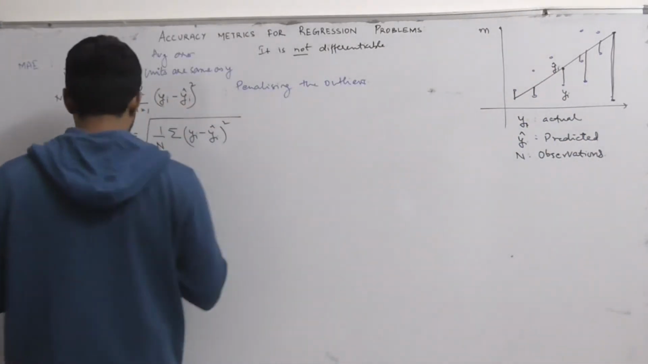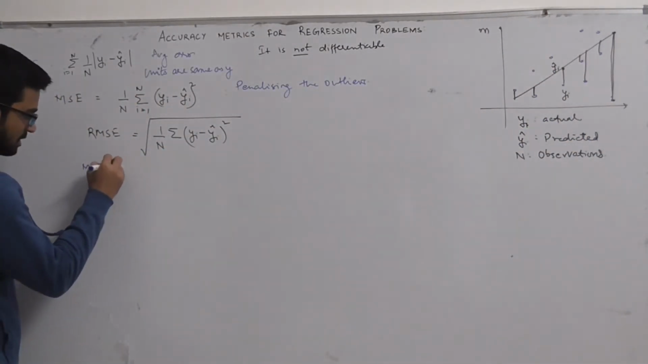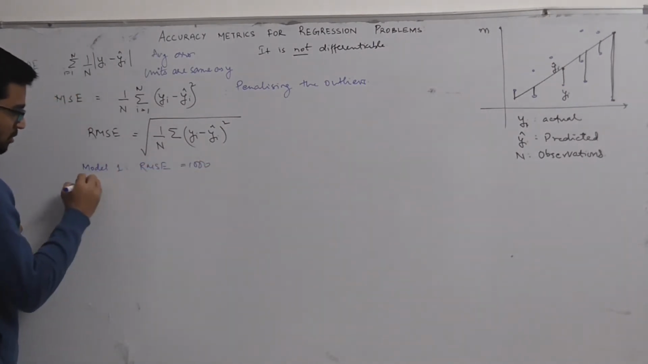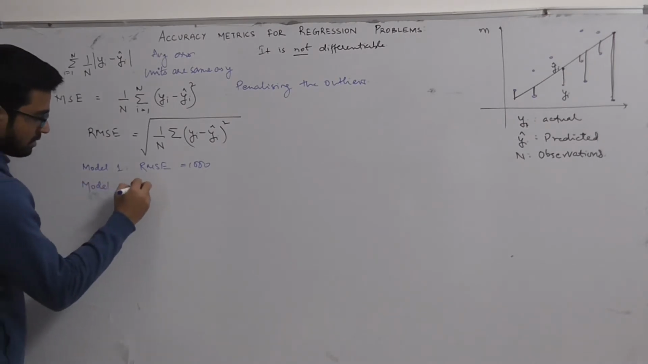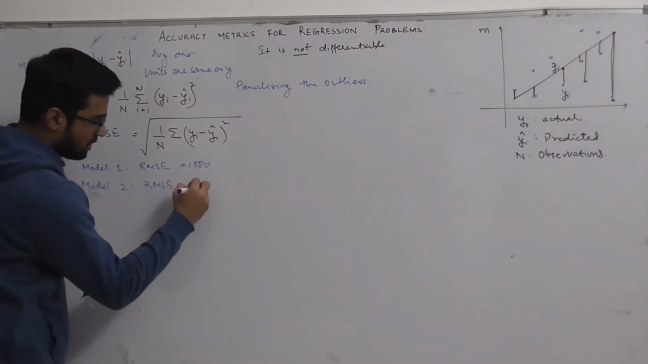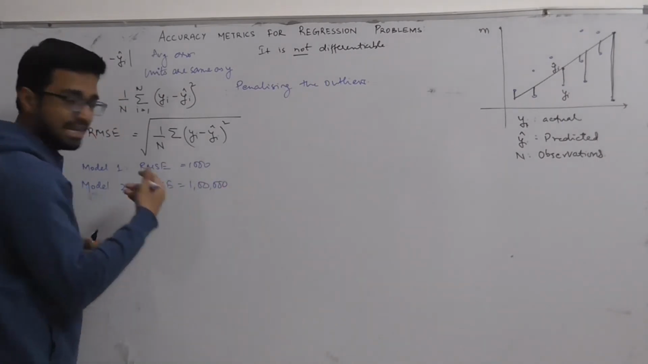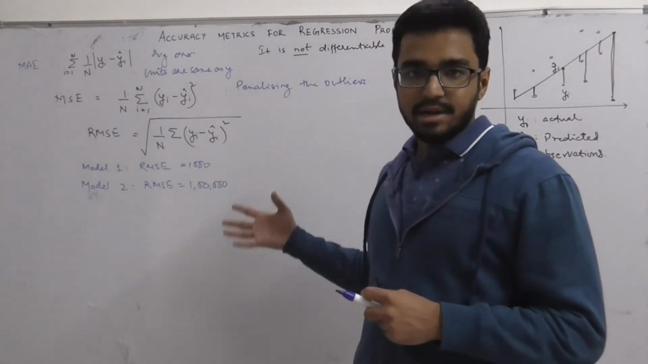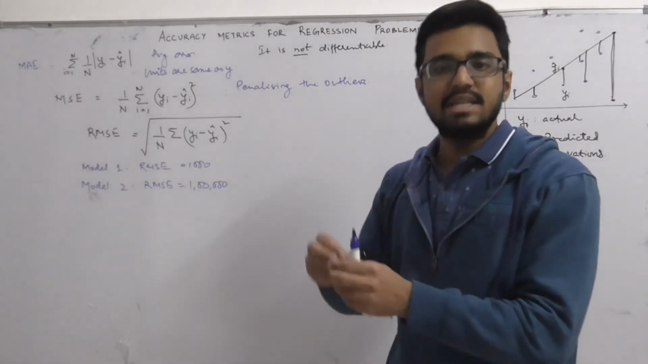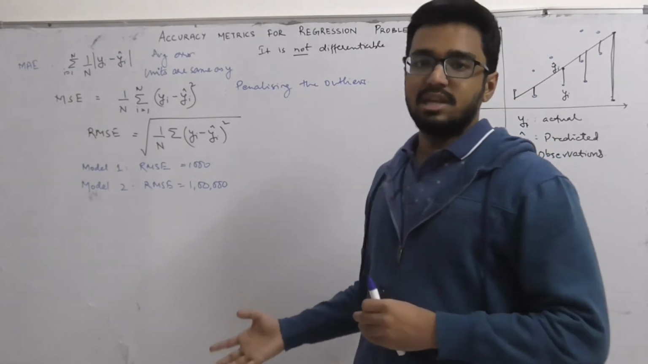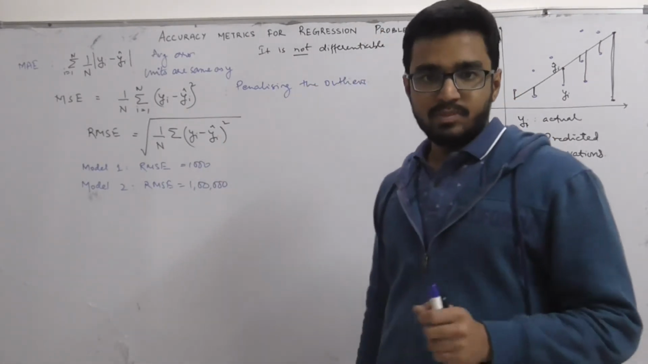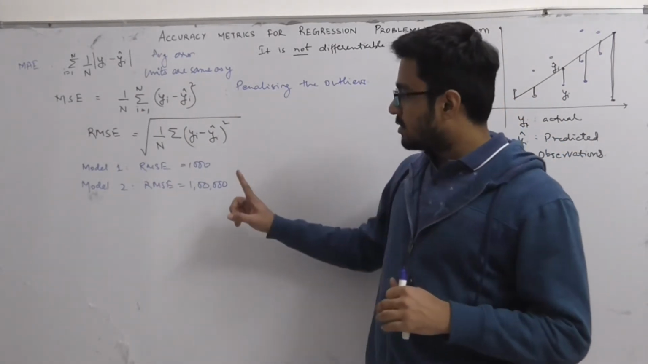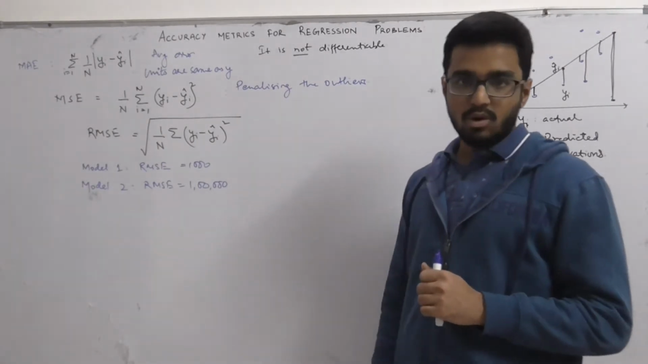Suppose I tell you that I have model 1 with RMSE equal to 1000 and model 2 with RMSE equal to 1 lakh or maybe 10 lakh. I do not tell you what model 1 is predicting and what model 2 is predicting. They can be predicting the same thing, they can be predicting different things. Now which model is better? If I ask you this question, you won't be able to answer. And if you say model 1 is better, then I must say that you are wrong.